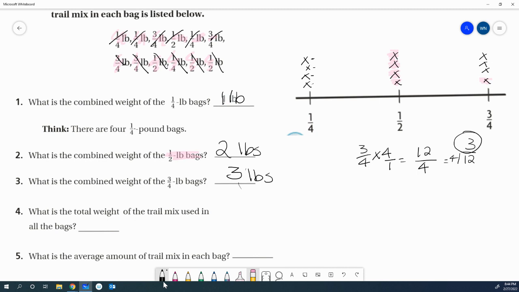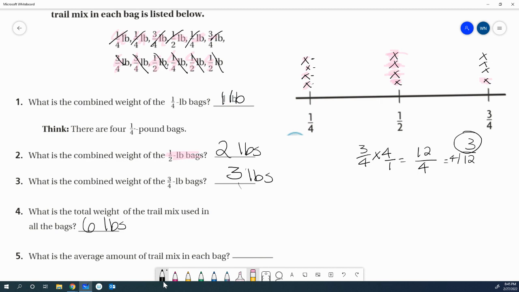Looks good. Now it says, what is the total weight of the trail mix used in all the bags? So if we hadn't done all that prep work to figure out how much the quarter, the half, and the 3/4 were, we would have to go through and individually count. 1/4, 2/4, 3/4, a whole, 1.5, 2, 2.5, 3. We could count like that. But we've already done the prep work. So we know that all the 1/4 bags are 1 pound, all the half-pound bags are 2 pounds, and all the 3/4 pound bags are 3 pounds. So I know that 1 plus 2 is 3, plus 3 is 6 pounds. 6 pounds. Now is where it gets a little bit tricky.